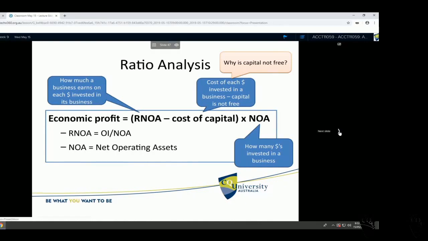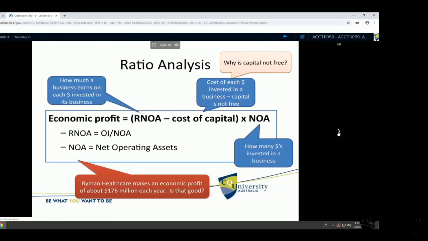The reason Ramen Healthcare has been able to grow its economic profit while its return on net operating assets has been declining is because the net operating assets has been growing greater than in proportion to its return on net operating assets. Ramen Healthcare makes an economic profit of about $176 million each year. That's $176 million more than it should earn given the risk it takes.